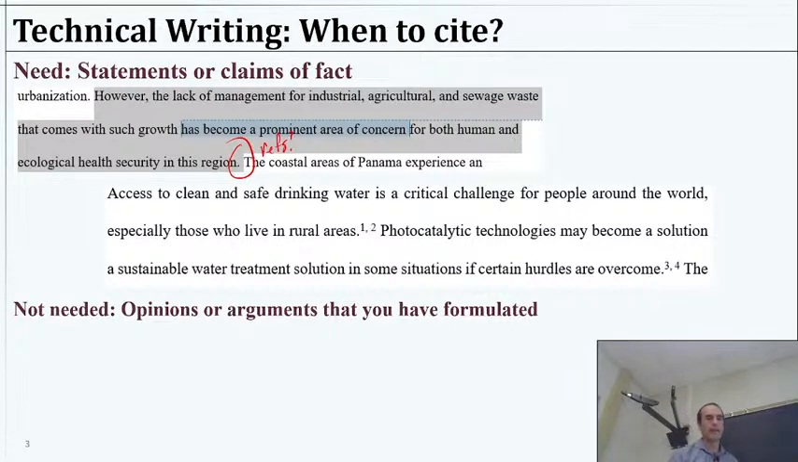Okay, so a second example here where I think we've got citations in place. So access to clean and safe drinking water is a critical challenge for people around the world, especially those who live in rural areas. We've got a couple citations there. Photocatalytic technologies may become a solution. So there's a typo here. So we would say may become a sustainable solution, perhaps.